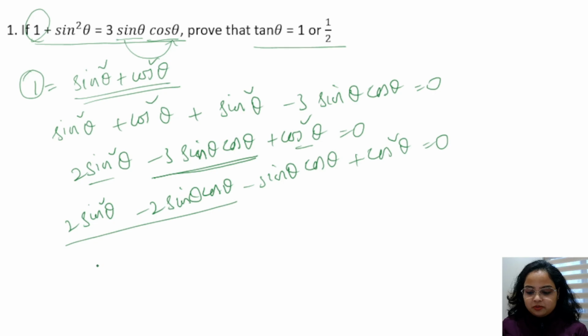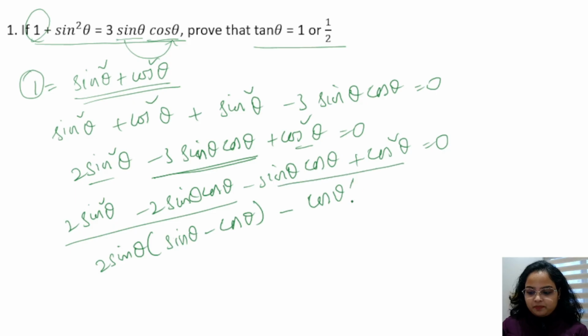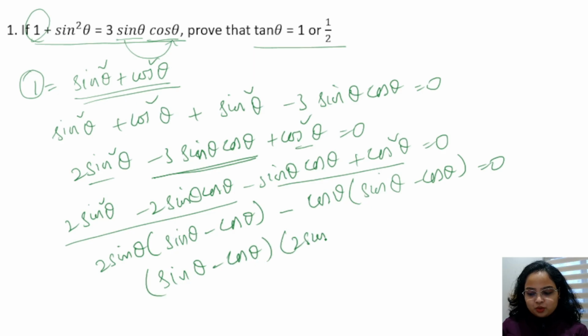So in the first two terms we will take 2 sin theta common: 2 sin theta into sin theta minus cos theta. Minus, we will take cos theta common in the next two terms: cos theta into sin theta minus cos theta is equal to 0. So here we will get sin theta minus cos theta into 2 sin theta minus cos theta is equal to 0.